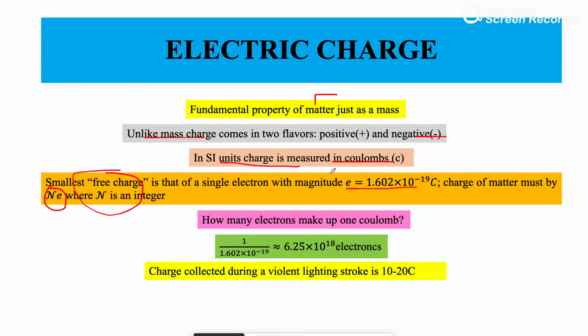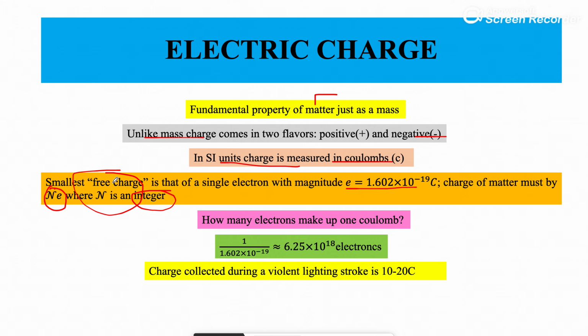Okay, you can have a charge equivalent to 10 times e, or it can be minus 500 times e, but you will always have an integral multiple of this charge e. So these are the free charges that are available with us, and this is the smallest such free charge.